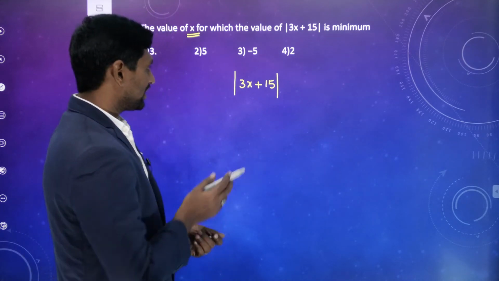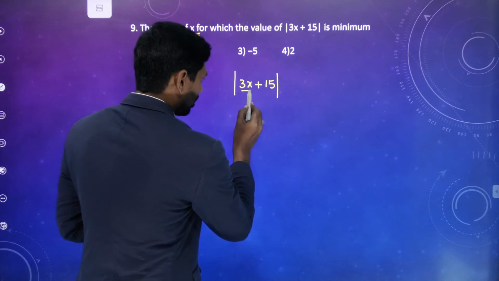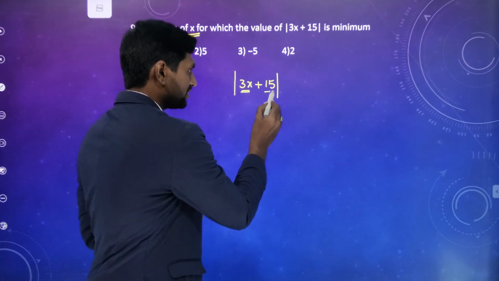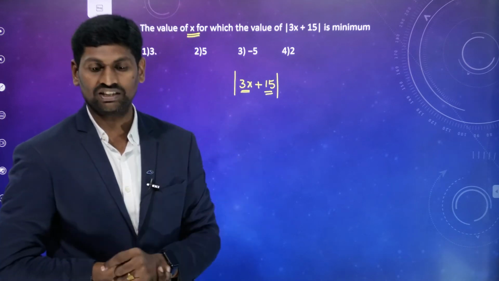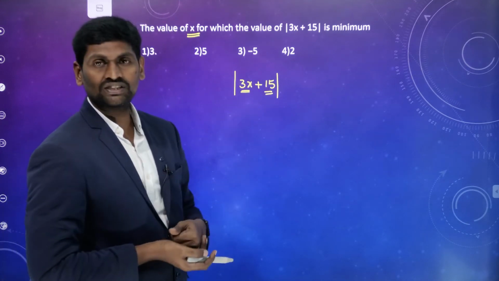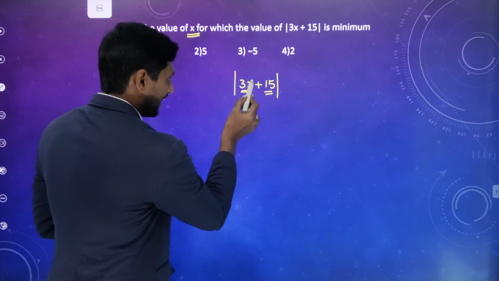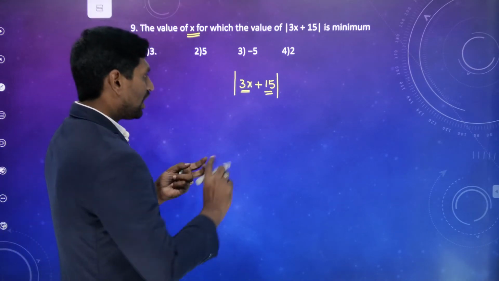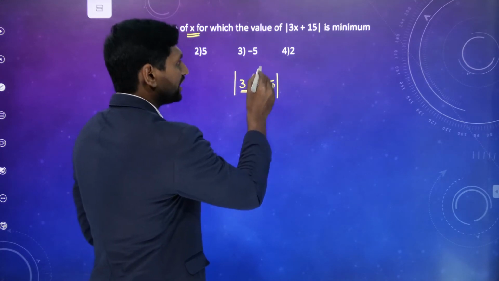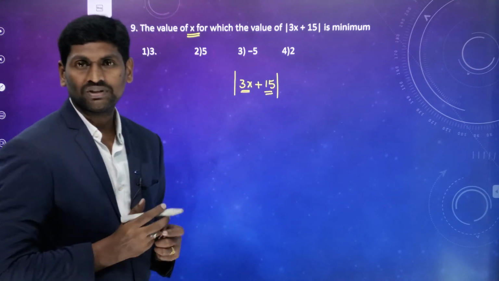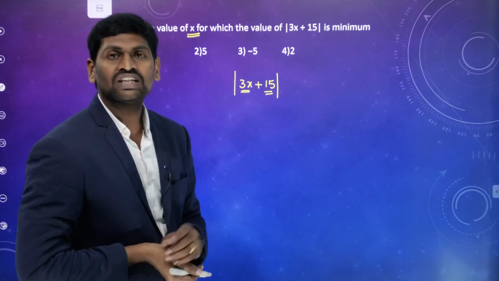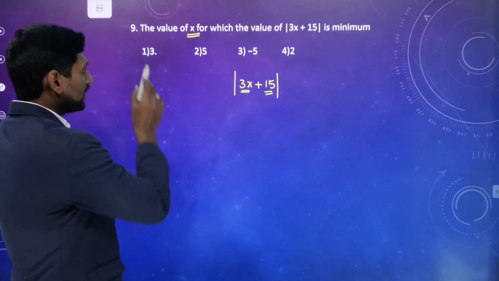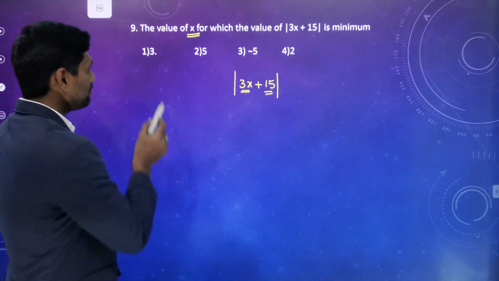But here, along with 3x, there is one more term. Two terms are there, no? 3x is the first term, 15 is the second term. From this, whether x is positive or negative, after this calculation only, it will come as a positive value. So, according to these options, I am checking one by one.